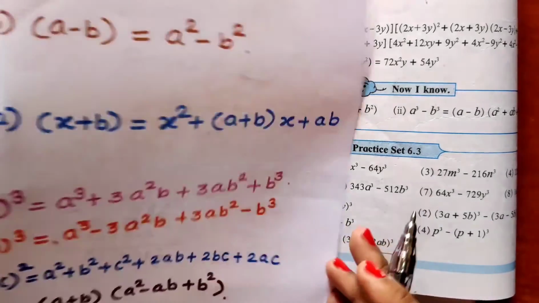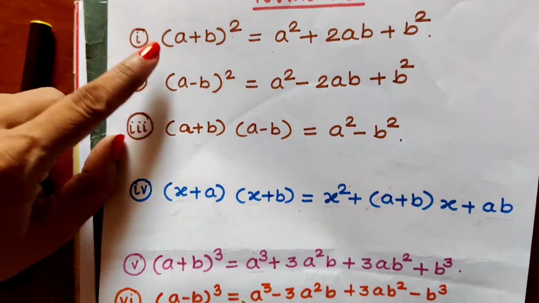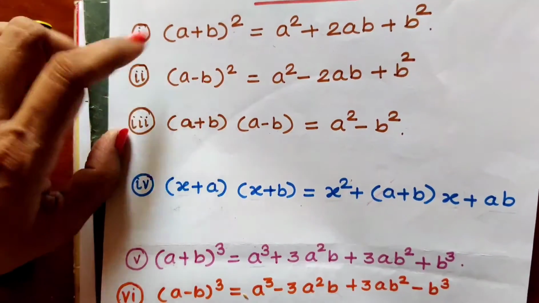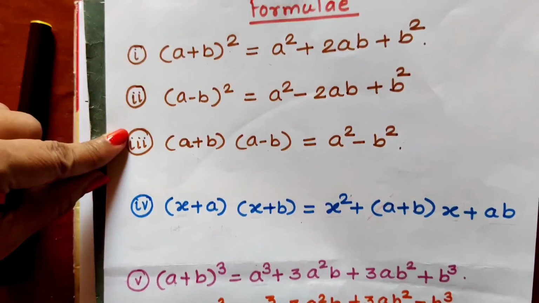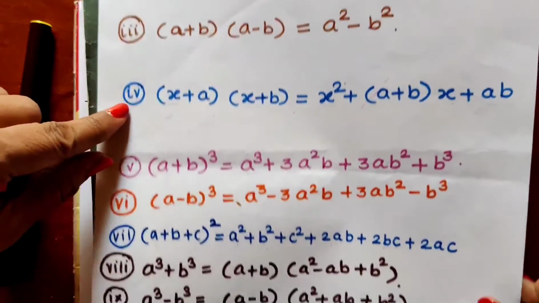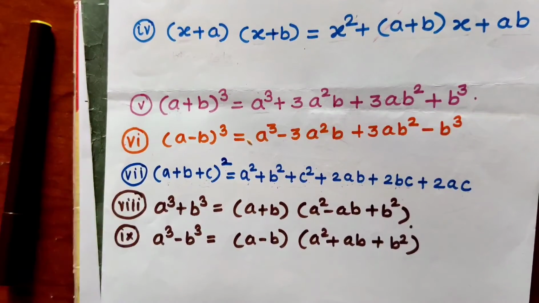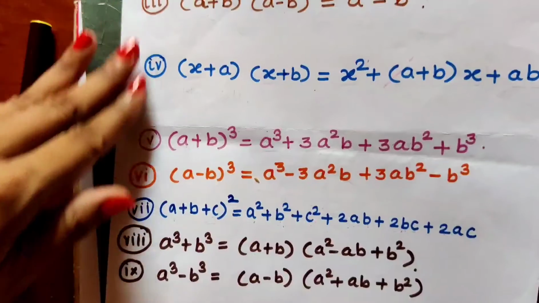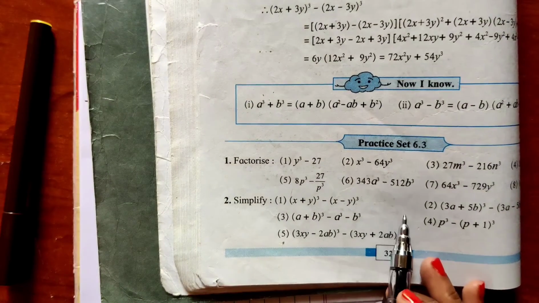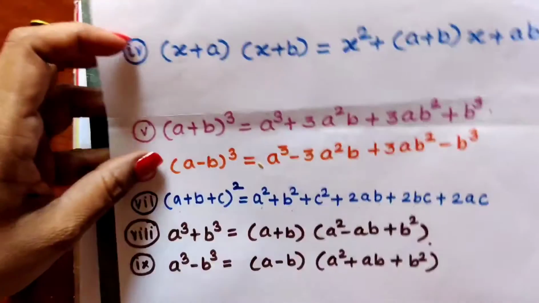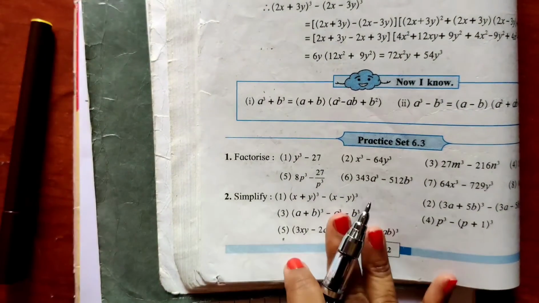See children, we have studied these many formulae. First three formulae, a plus b whole square, a minus b whole square, a plus b into a minus b, we studied in the previous standard. This year we have studied the 4th, 5th, 6th, 7th, 8th and 9th. So all these 9 formulae we will have to apply to simplify the sums. Whichever formula is applicable, we have to apply that particular formula.